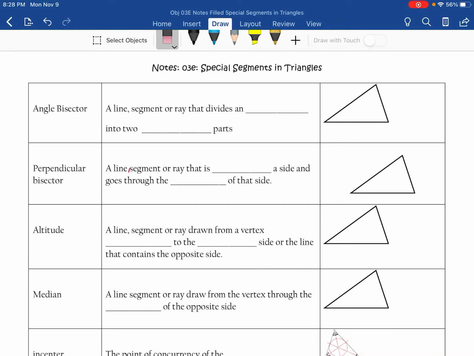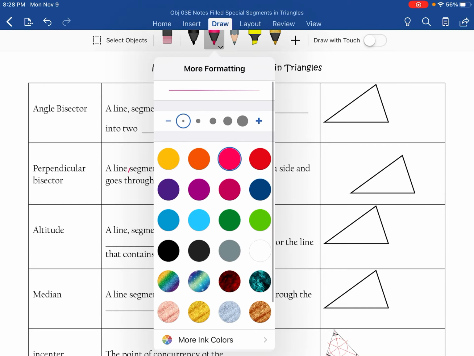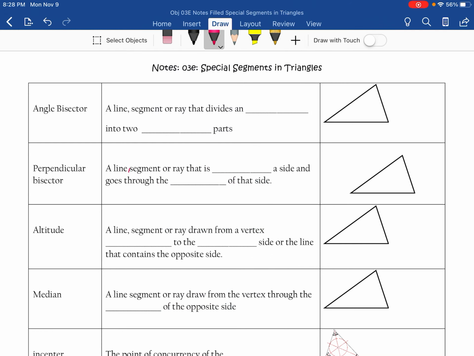Okay, so we're going to start talking about special segments in triangles. You guys are lucky because you don't have to memorize the relationships because we're virtual. So hopefully you keep these notes to the side so you know what to do for these.